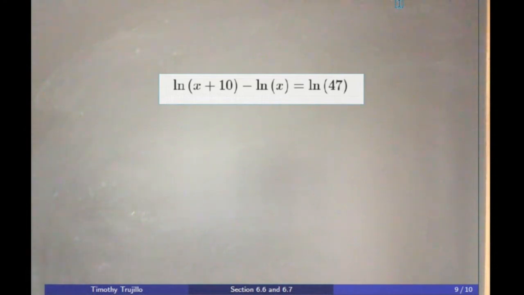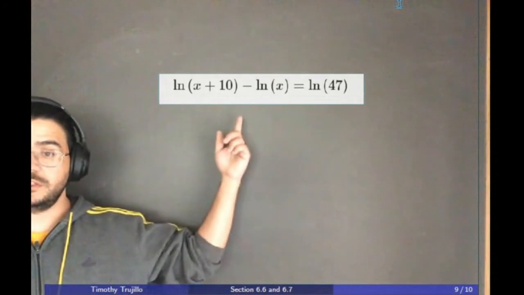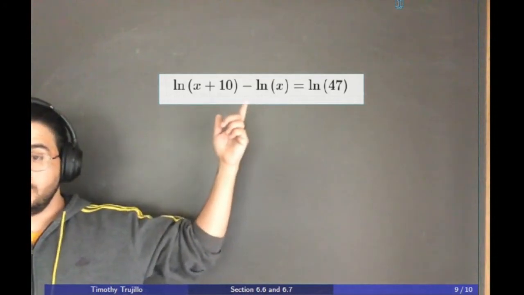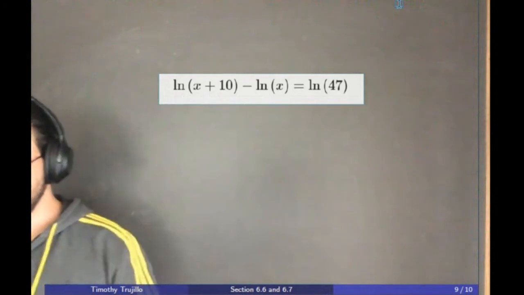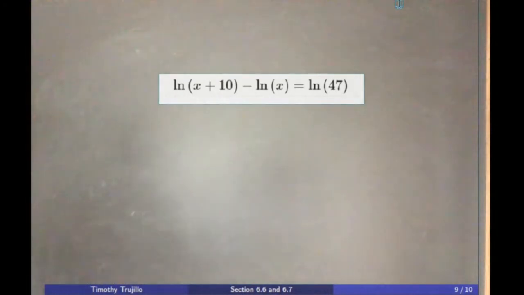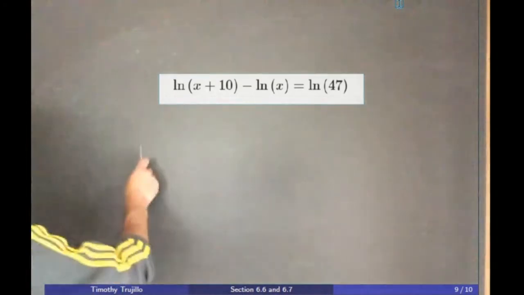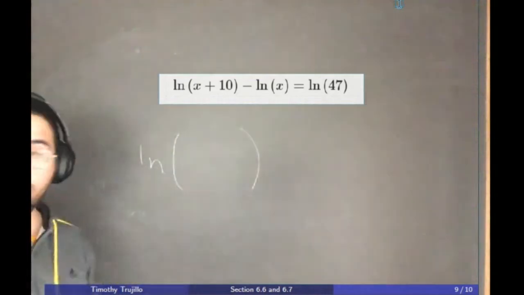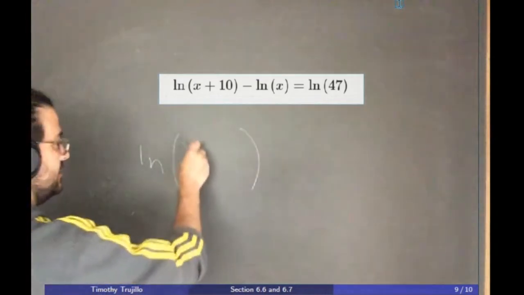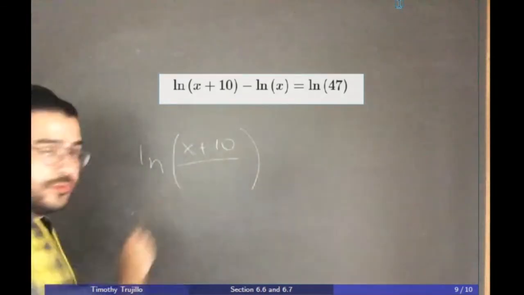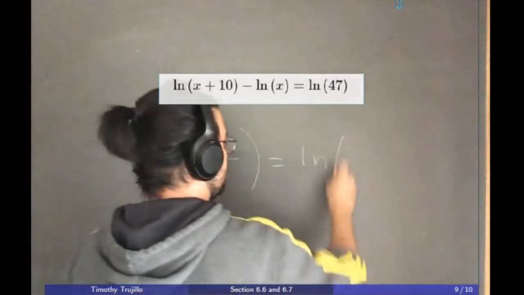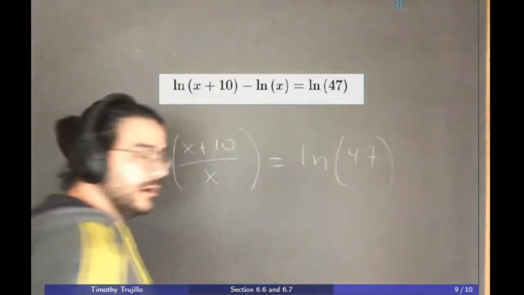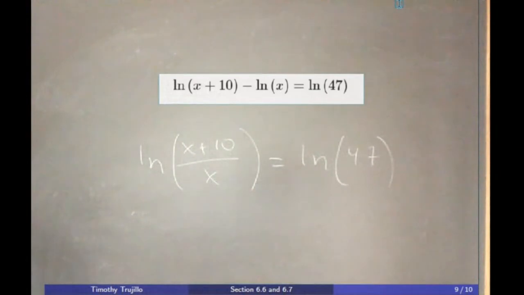Yeah, we're going to use the quotient rule here because of the negative sign, right? The quotient rule tells us that subtraction was coming from division, so the natural log of a division. We'll combine these two things together into a single logarithm. It'll be the natural log of a quotient, and it's the x plus 10 over x. And the whole thing is equal to the natural log of 47.